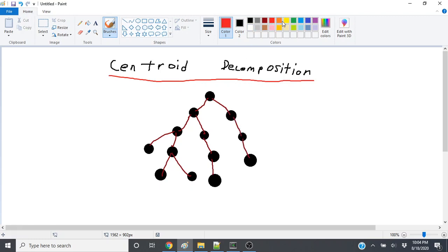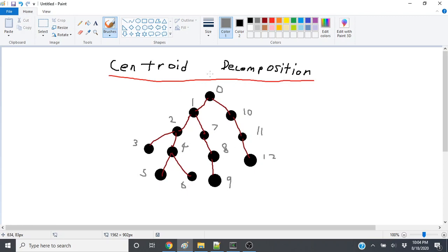Okay, now we're going to give all these nodes a label. So we'll have 0, 1. It doesn't really matter how we label these, it's just going to be a tree. So this is a tree with 13 vertices.